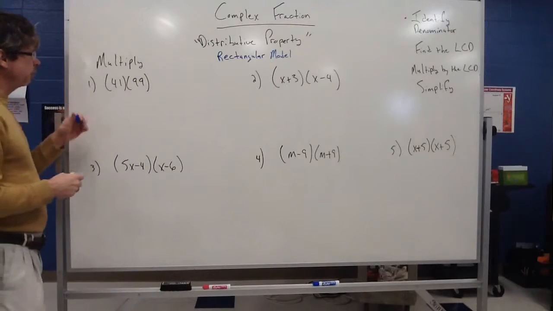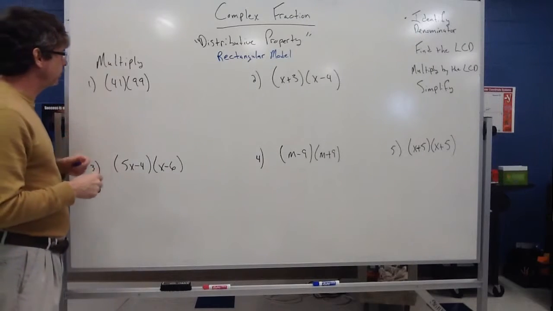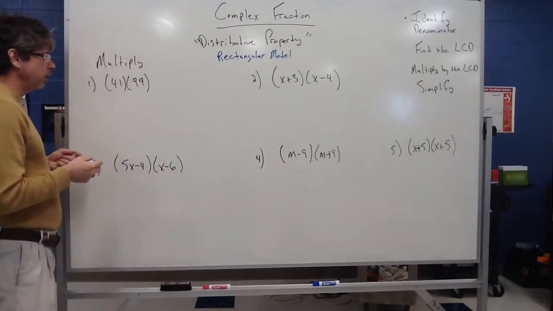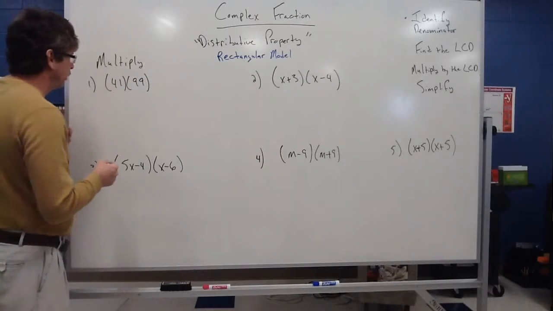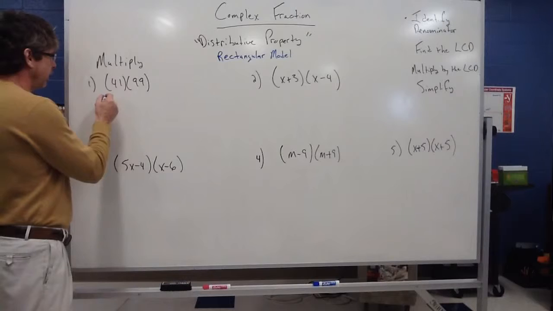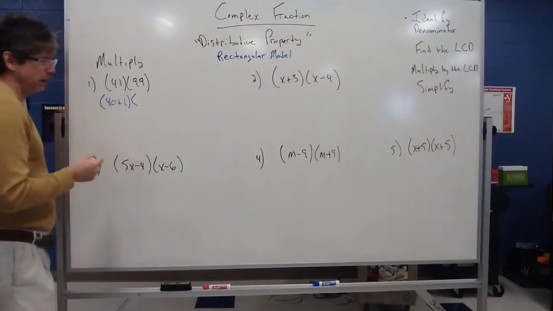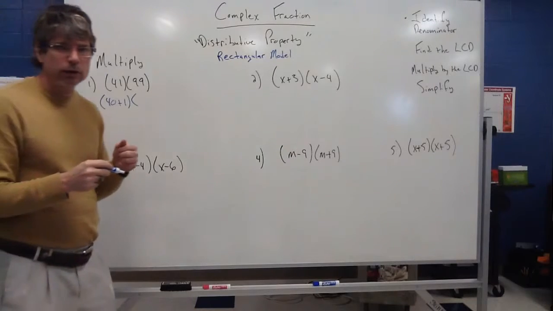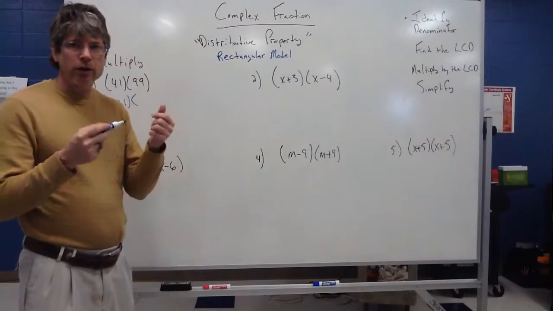So let's look at this example, 41 times 99. You know, we showed you all kinds of ways to multiply 41 times 99. What I want to look at, though, is using the rectangular model to do this. So if I think of 41, I can think of 41 as a 40 and a 1. Now, 99 is actually really close to a special number for us, which is 100. But how do you make 100 turn into a 99?